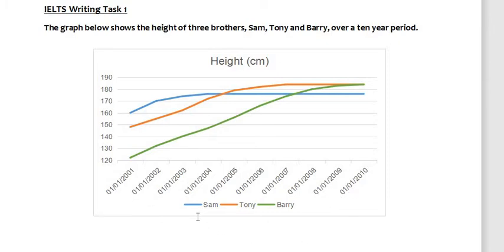And at the bottom it tells us the key. So the blue line relates to Sam, the orange line is Tony, and the green line is Barry. Then in the middle of the graph we can see 3 lines, the blue line, the orange line, and the green line. So this represents the height of each boy over time, starting in 2001 up until 2010. As you might expect, each of them gets a bit taller in that time frame, so they must be starting out quite young, they're not fully grown, and by the end of the graph they have stopped growing and they've reached their final heights. So the graph is telling us how their height has changed as time goes on.